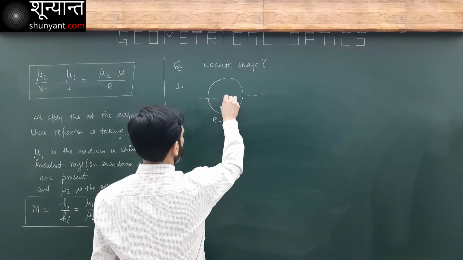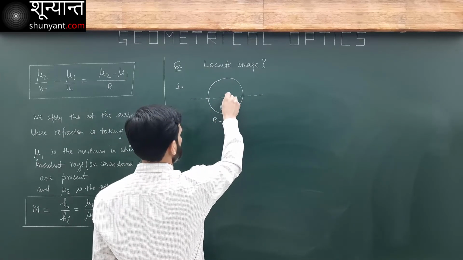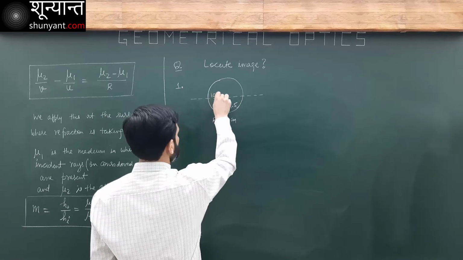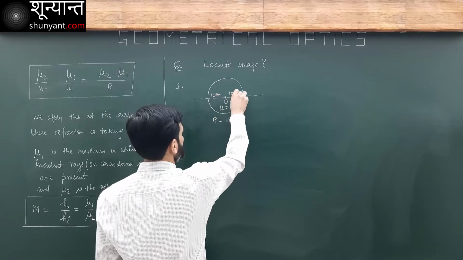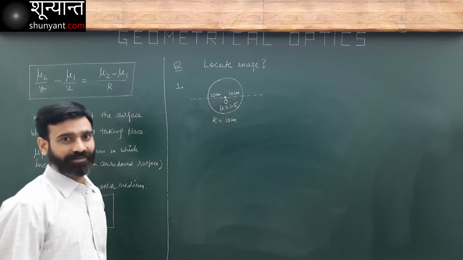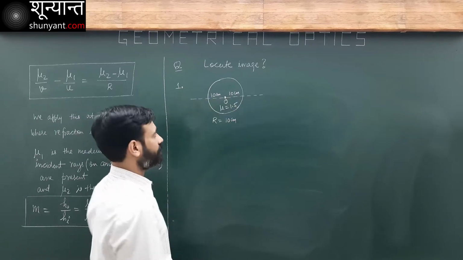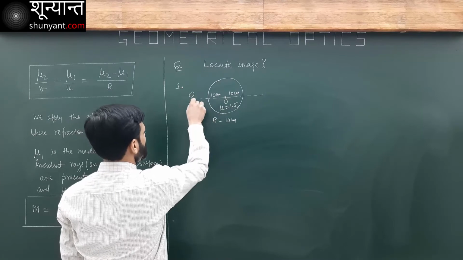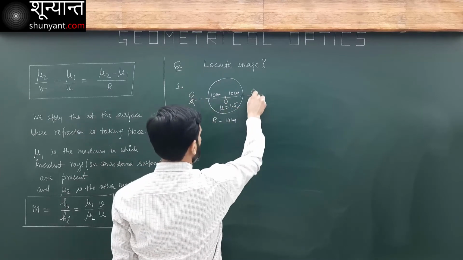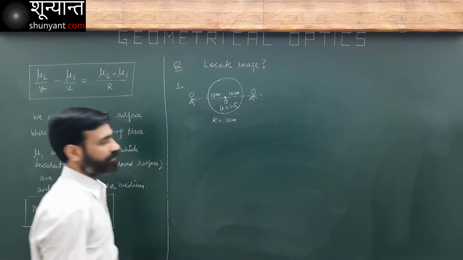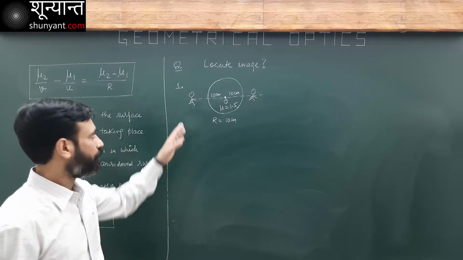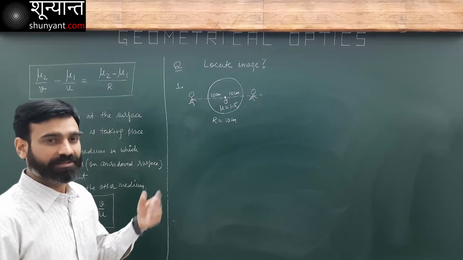Object is here at the center. This is my object. So 10 centimeter here and 10 centimeter here. One observer is here. Other observer is here. Locate image for both observers. Where will they see the image? Okay.